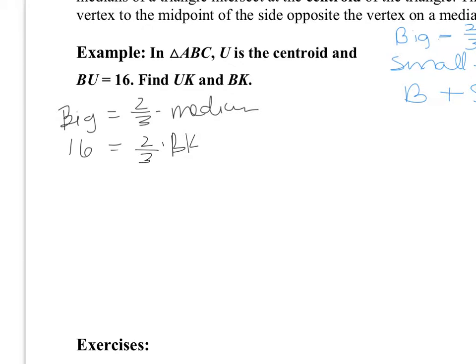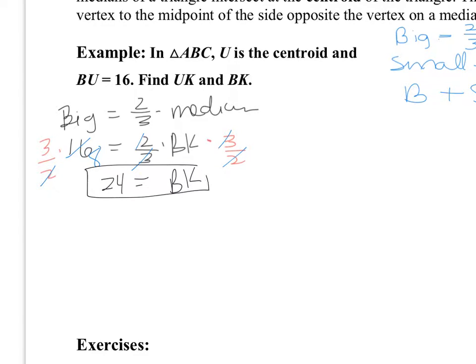Now to do this, we want to get BK by itself, so we want to divide by 2/3. That's where we keep it, change it, flip it. So we're going to end up multiplying by the reciprocal, which is 3/2, on both sides. On the right side, the 3's and the 2's will reduce, and we're left with BK. On the left side, 2 goes into 16 8 times, and that leaves us with 3 times 8, which is 24. So I get that BK is 24.